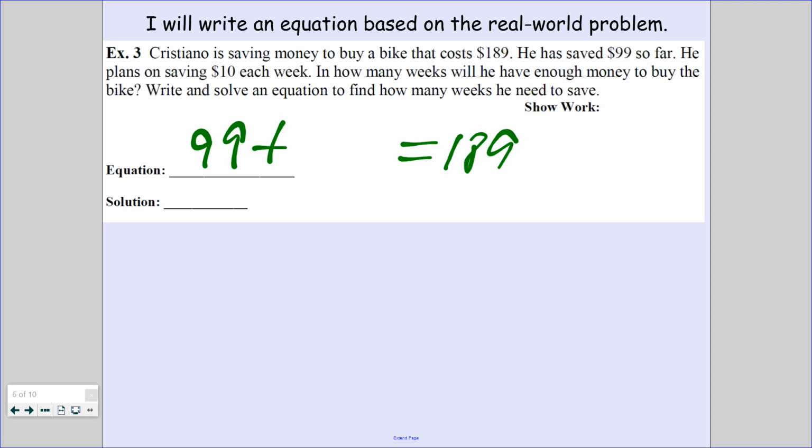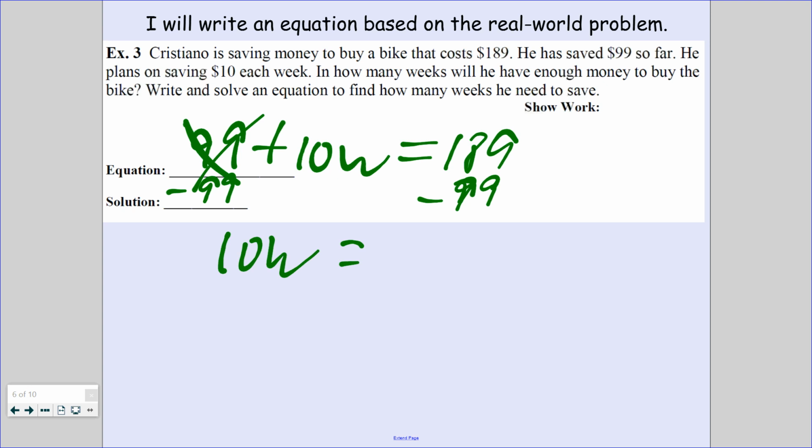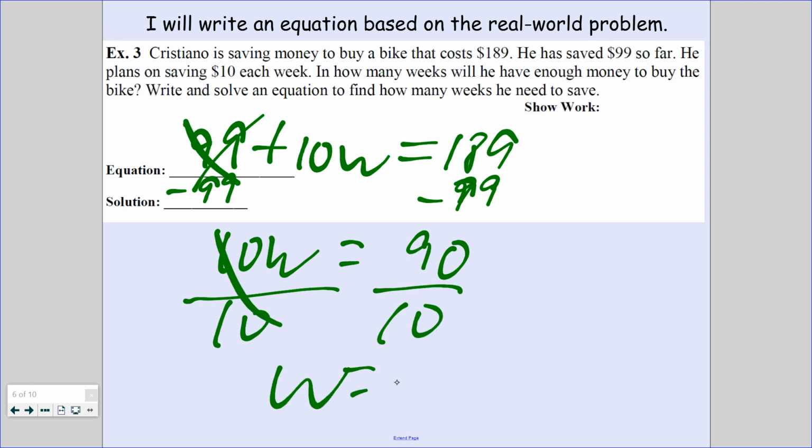He's going to save, so he has $99 plus $10 each week. Does it tell us the number of weeks? No. So what variable do you want to use? W. So $99 plus $10 times the number of weeks. Let's solve this. The inverse of plus 99 is minus 99 because I want to isolate. This zero pairs out. Let's simplify. 189 minus 99 is 90. Divide by 10, divide by 10. W equals 9 weeks.